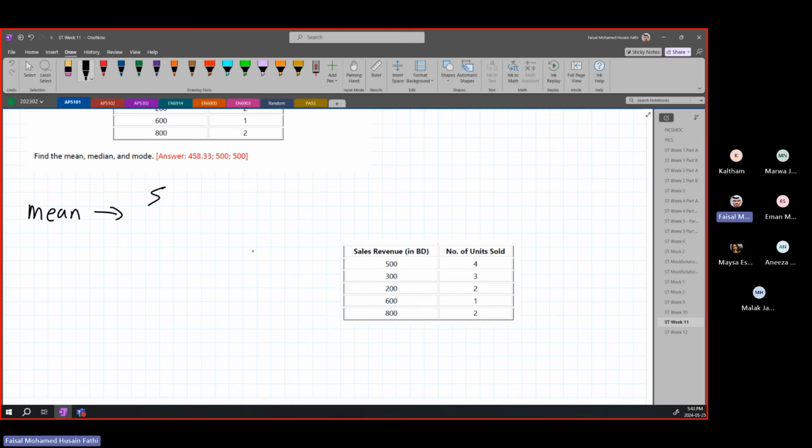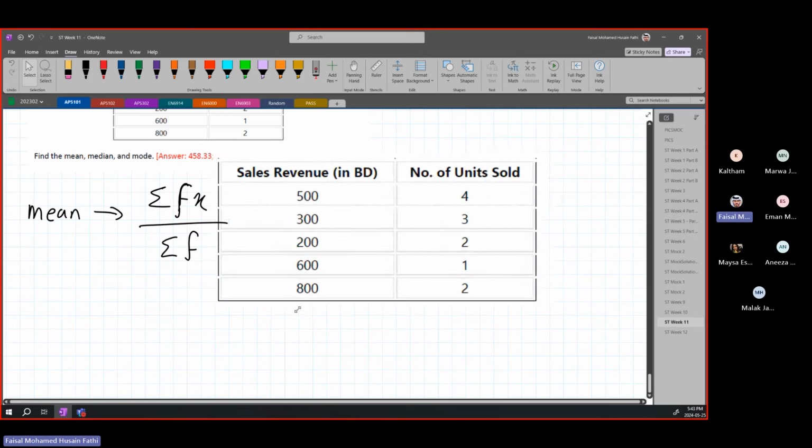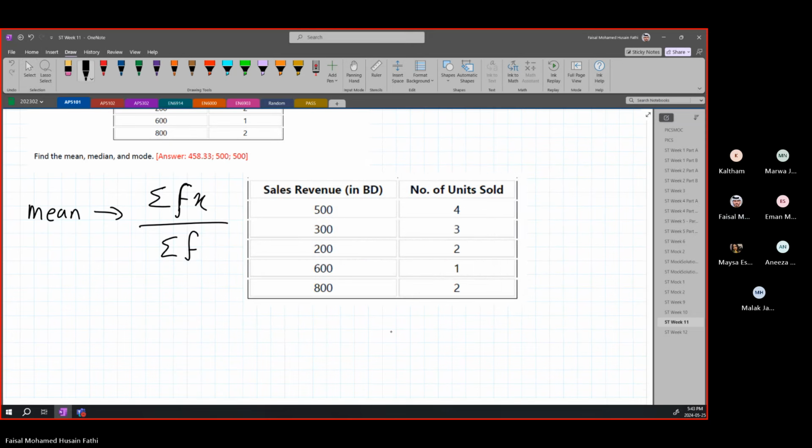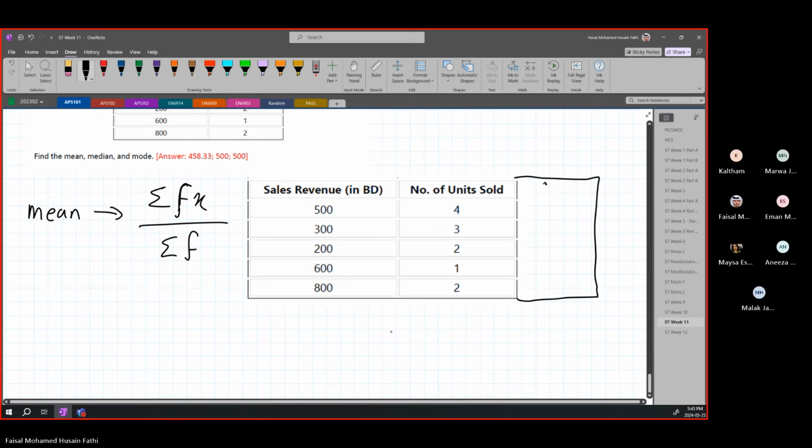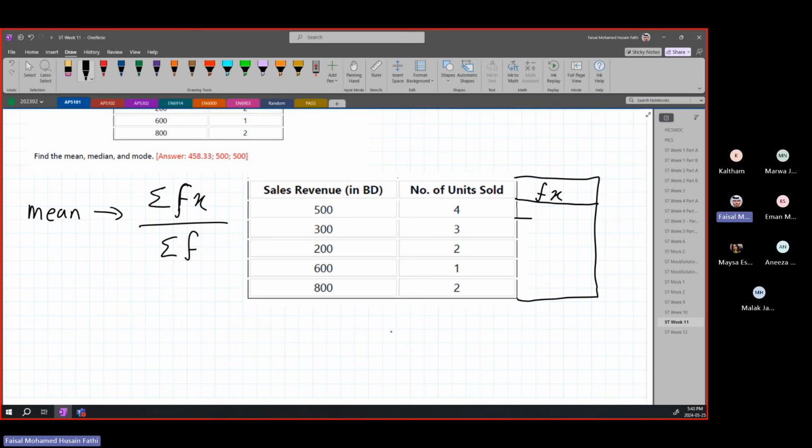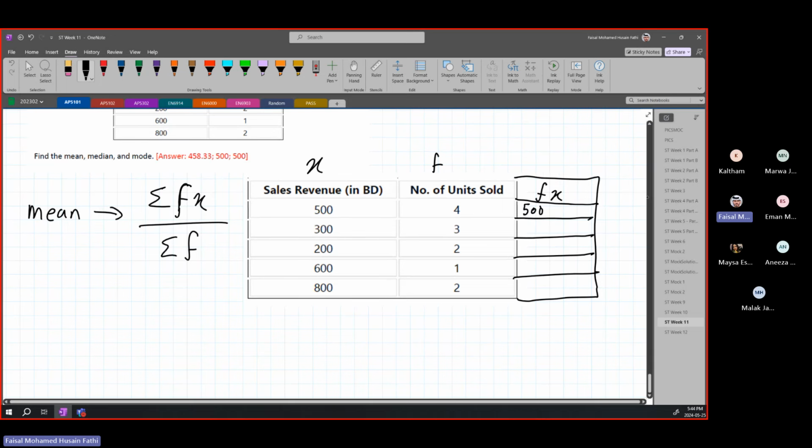we know the equation is sigma f times x over sigma f, which is your frequency, all right? So we're going to add an extra column over here, which we will call f times x. And we're going to do that for each and every row, all right? Keep in mind, this is our frequency, and this is our x. So we're going to do 500 times 4 in the first one. I'm just going to write it here for the first one. So it's 500 times 4, which is going to be equal to 2,000.